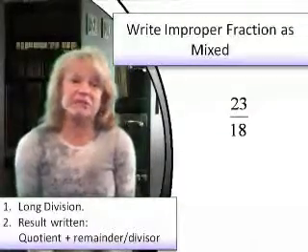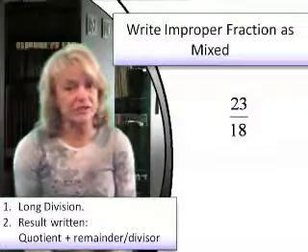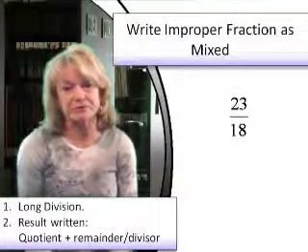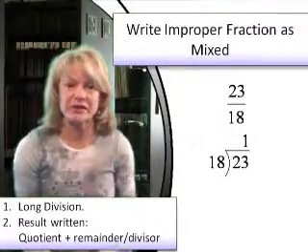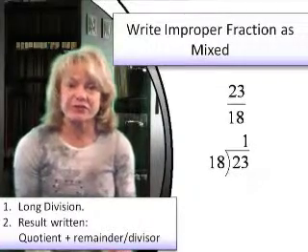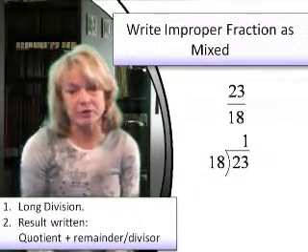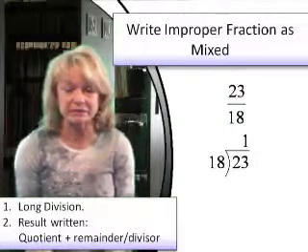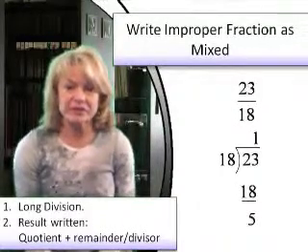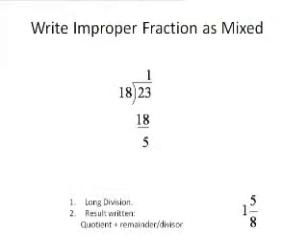Let's review the process of writing improper fractions as mixed numbers. Remember, your fraction line implies division. Start there by dividing for the whole number part of that mixed number. In finishing the process, we then write your remainder over divisor.